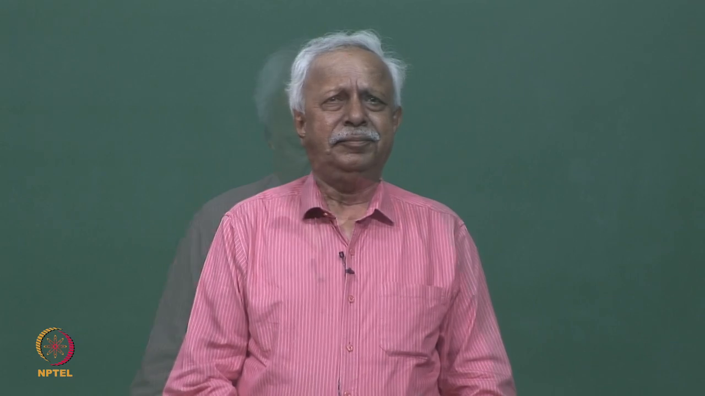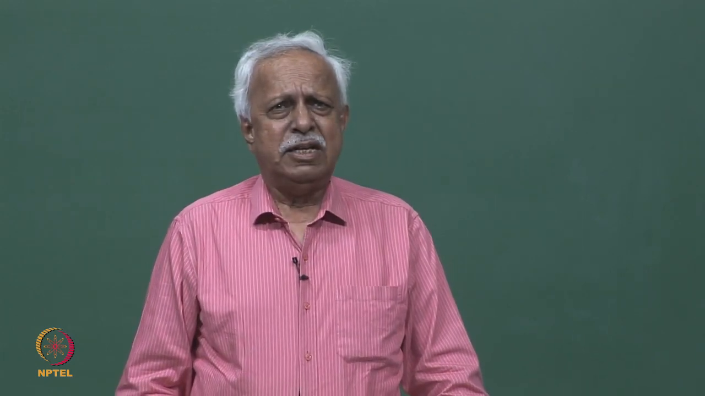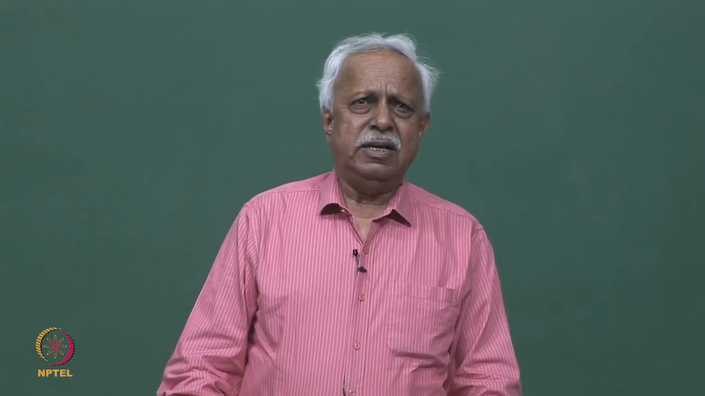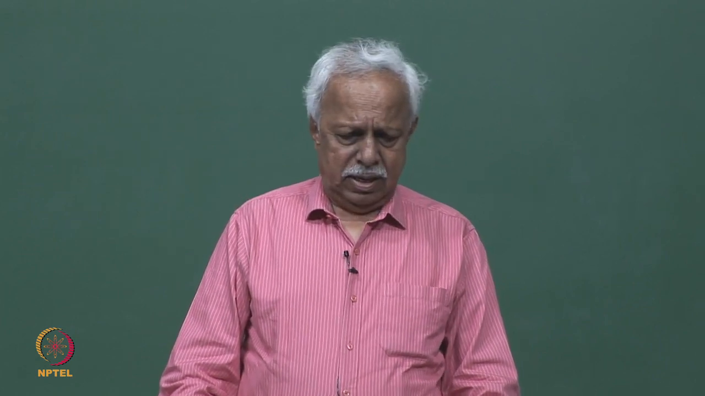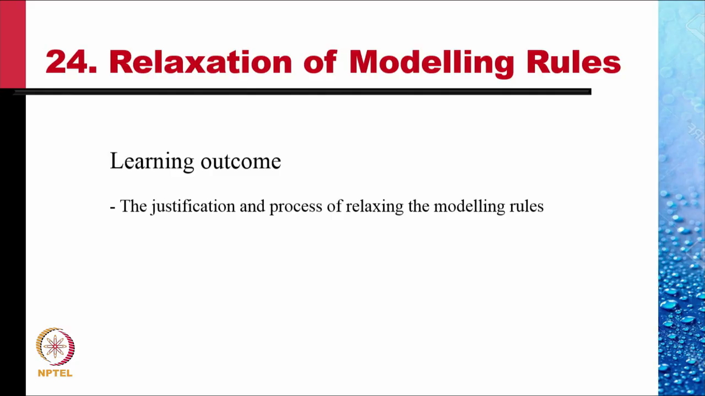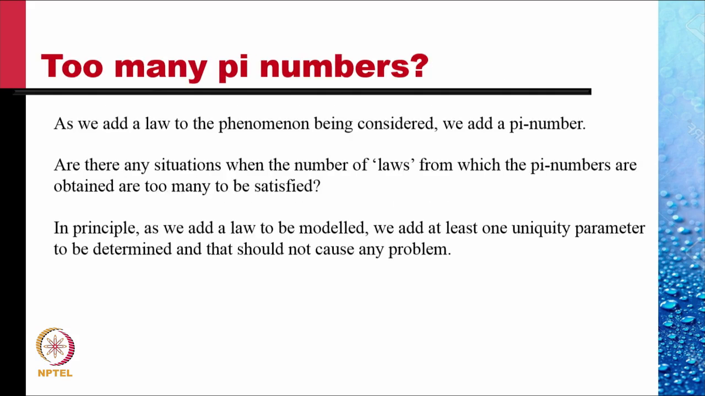Welcome back. In today's lecture, we'll start a new topic, relaxation of the modeling rules. We have seen earlier that as we add the laws to any problem, for each law, a new pi number is added. Are there any situations where the number of laws from which the pi numbers are obtained are too many to be satisfied?